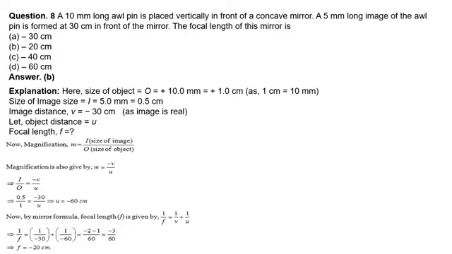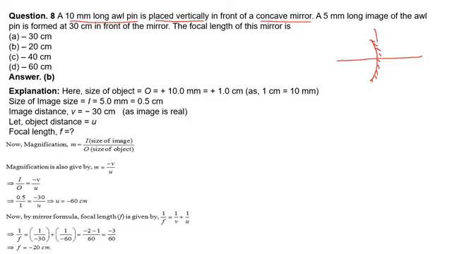Number 8, children. A 10 millimeter long oil pin is placed vertically in front of a concave mirror. What you have to keep in mind over here is that it is a concave mirror. You should know where the images are formed in a concave mirror. You should know the ray diagram related to the concave mirror.